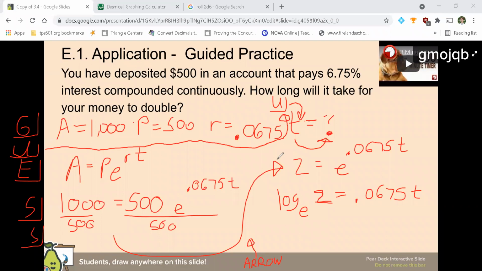Okay, now I'm going to do something controversial. Don't let this upset you. I'm going to erase log base e and rewrite that as ln, because log base e is the natural log, ln.